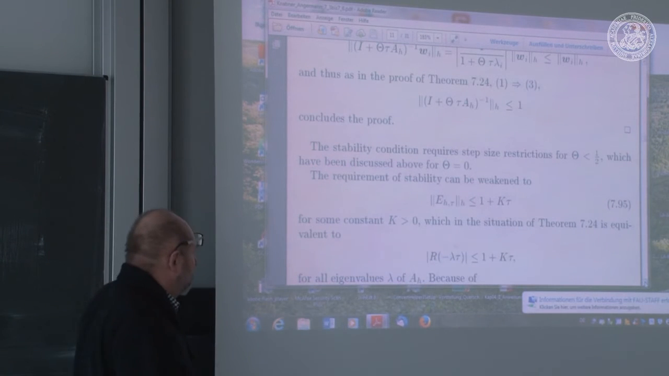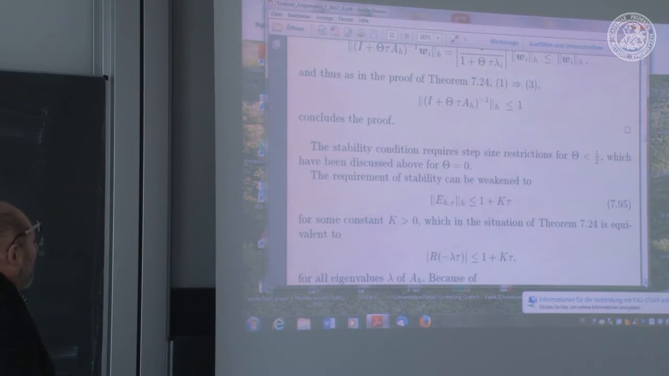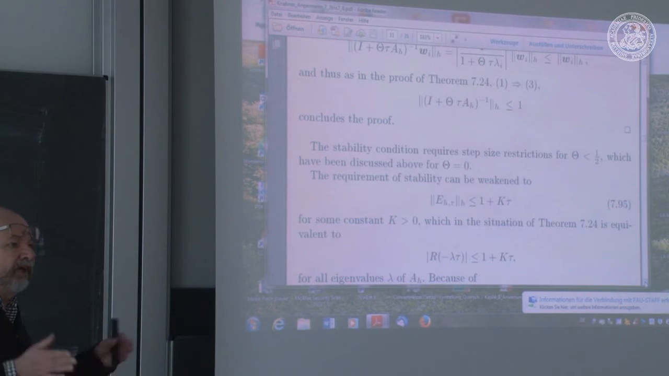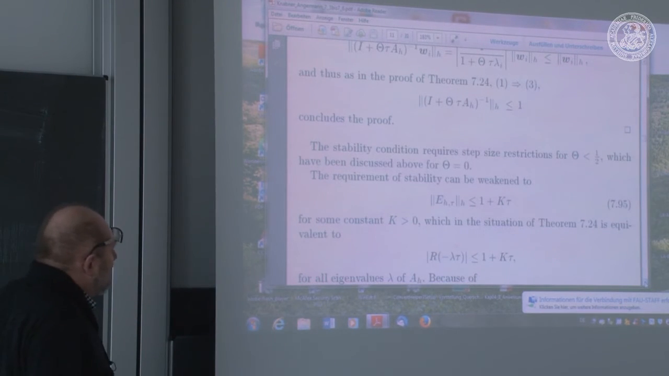So how could we relax these requirements? Let's assume that we have a method, and that is of importance then for discretizations of convection diffusion equations where the convection becomes dominant. Let's assume we have a relaxed estimate. We don't have less or equal to 1, but we have less or equal to 1 plus k tau. So that means this factor is allowed to grow in time, but it's only allowed to grow in time according to the time step size here.